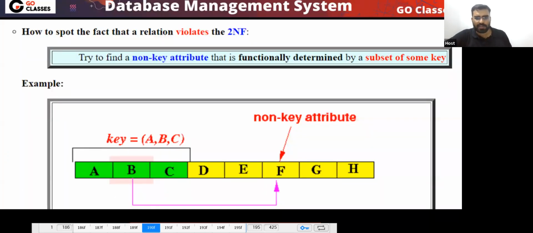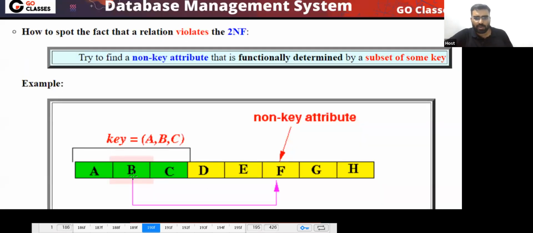Now let's take an example. Consider this example. Is this in 2NF or not? The key is already given to you. The question is saying that the key is ABC. And you can notice B determines F is there.